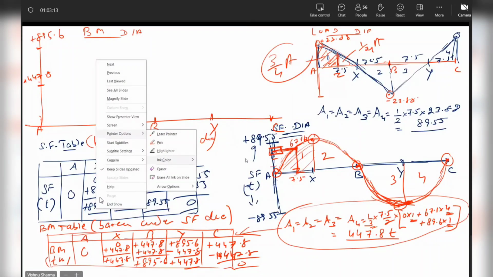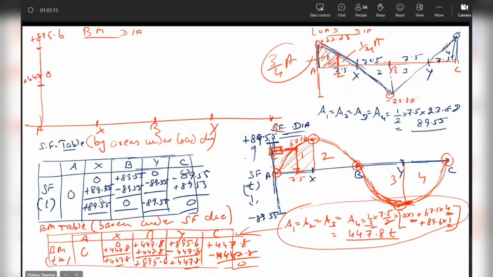And then at A, it is 0. At X, it is so much. At B, it is so much. At Y, it is so much, and at C, 0. Now guys, these have to be joined. Look at the SF diagram. Pay attention to what I'm saying. Look at the SF diagram.